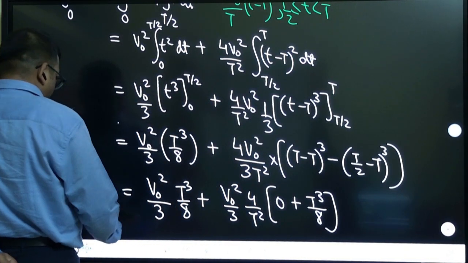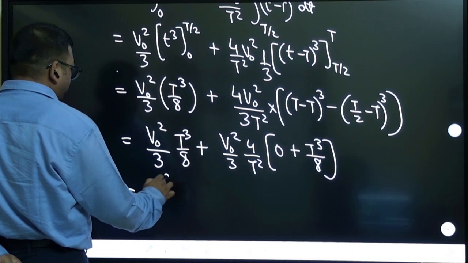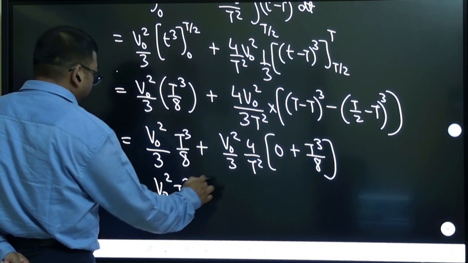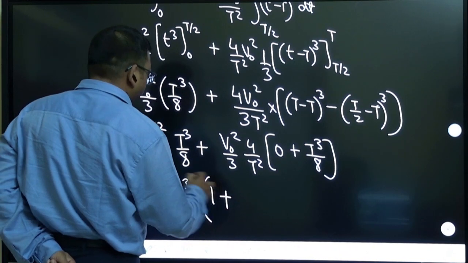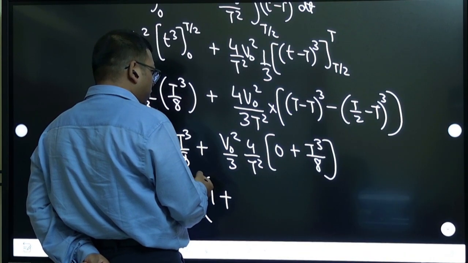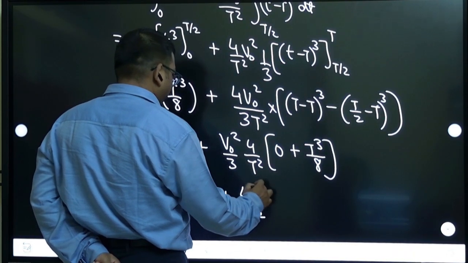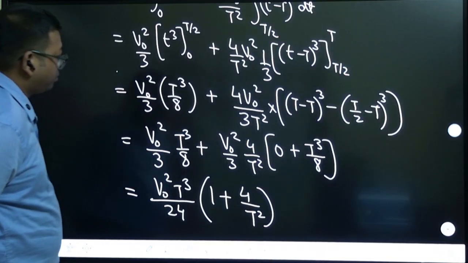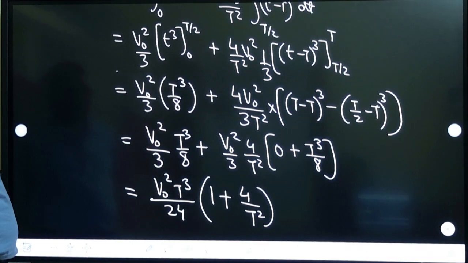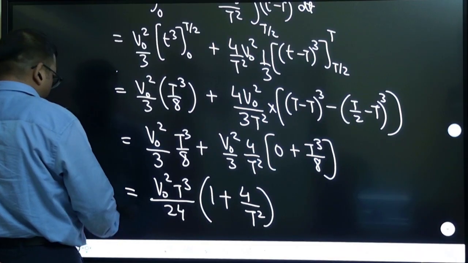So what are we going to get from here? So V naught square t cube by 8 into 324. Let us take common. Right? Here also 8 into 324 will come out. Right? It will come out. So 4 by t square is an extra factor, it is coming. Correct? 4 by t square is coming as an extra factor. Okay. So this is what it is.